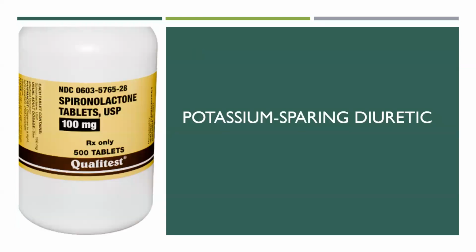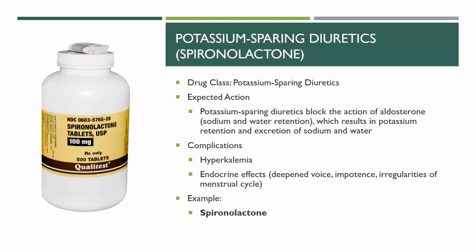The next one we're going to talk about is our potassium sparing diuretic. The drug example is spironolactone. The way I always remember it is you're sparing the potassium, so spironolactone. Potassium sparing diuretics block the action of aldosterone. So that's that sodium and water retention, which results in potassium excretion, so it works a little bit differently. Instead of making that exchange where we keep sodium and let potassium leave, we're just blocking aldosterone altogether. That way we're still holding on to potassium, but we're excreting sodium and water.